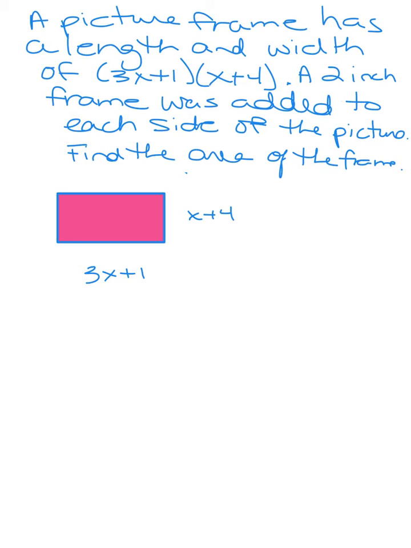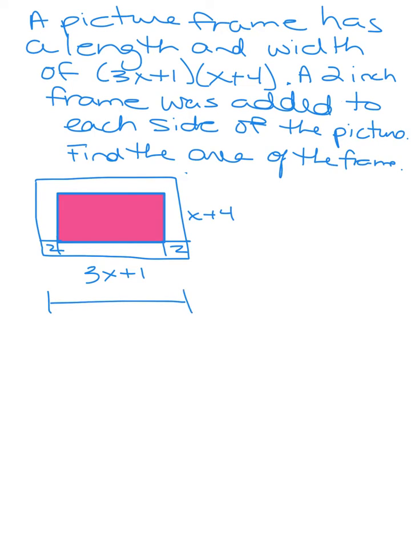Now we have to add a frame. So now remember, let's think about this. A frame on a picture goes all the way around. So I'm just going to draw my frame all the way around. And it says it's 2 inches everywhere. So what happens here, like let's look at the bottom. That piece right there is 3x plus 1. We're going to have a frame on either side. So that's going to add 2 inches on either side. So my total length there now is going to be 3x plus 1 plus 2 plus 2, which is going to give me 3x plus 5.